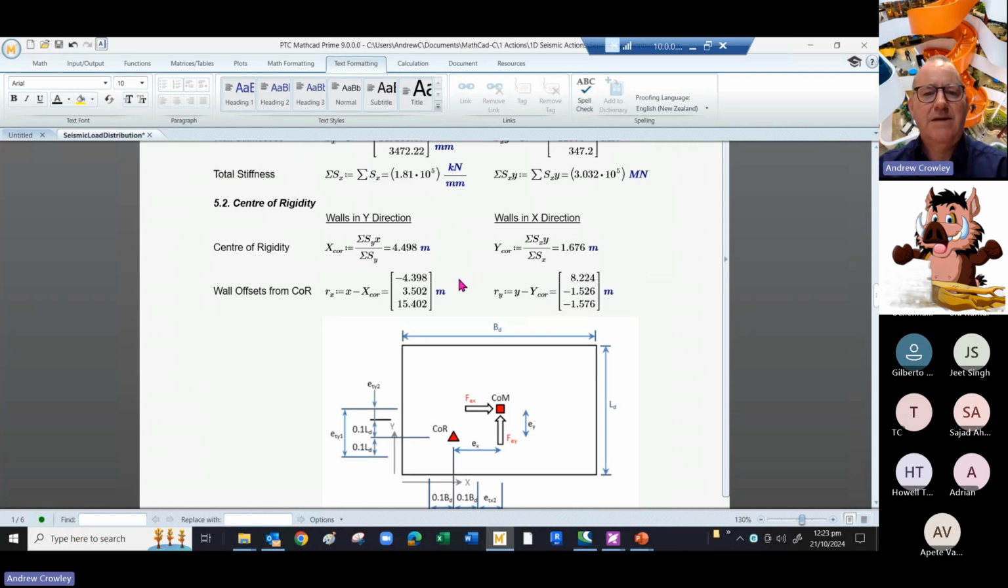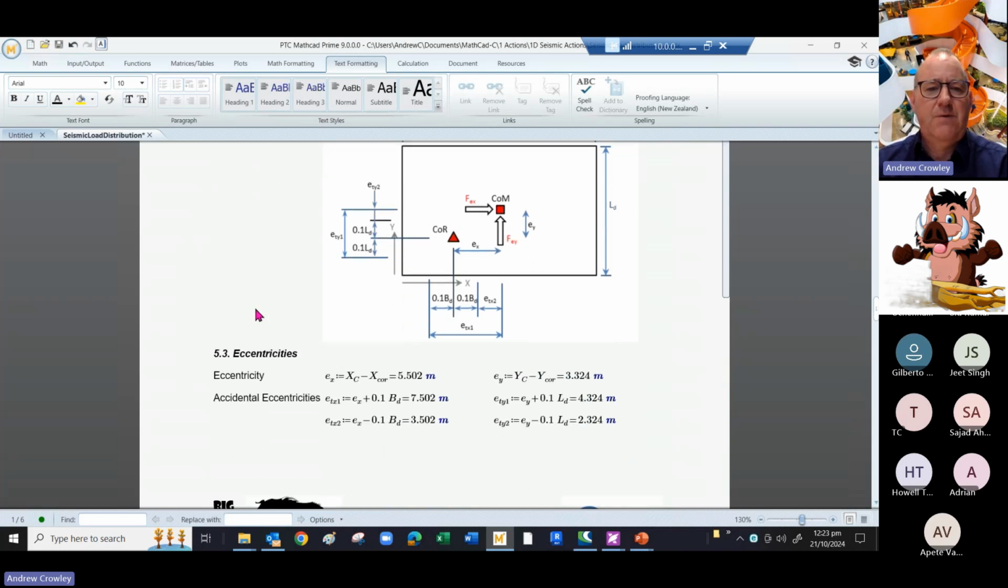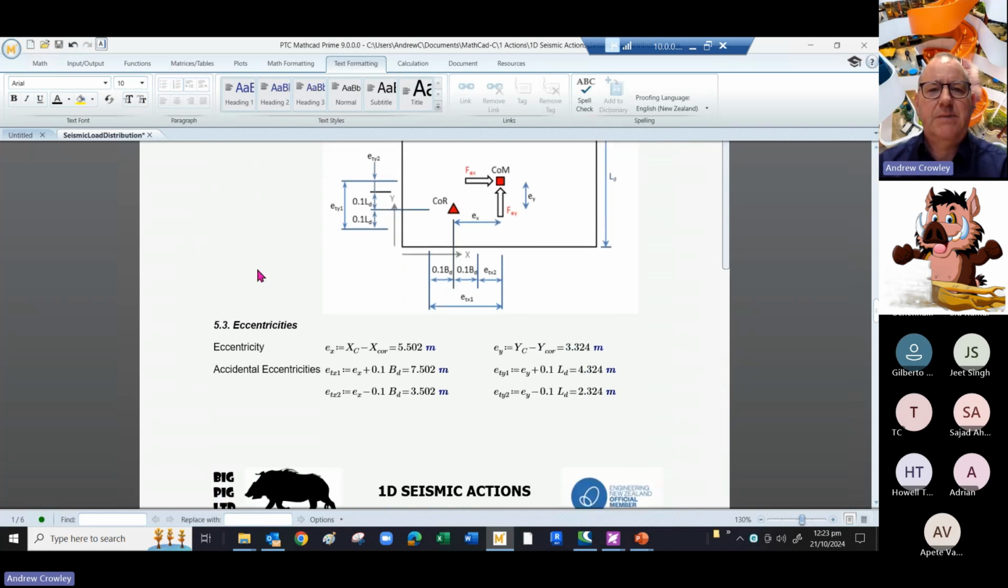So then we derive the wall offsets from the center of rigidity as Rx, and so we have 4, minus 4, 3.5 and 15 for the walls in the y direction, and this is shown in this diagram here. Then we can tot up the eccentricities and apply the accidental eccentricity. So here is our inherent eccentricity, but here we're adding our accidental eccentricity as 10% of the dimension in that direction.